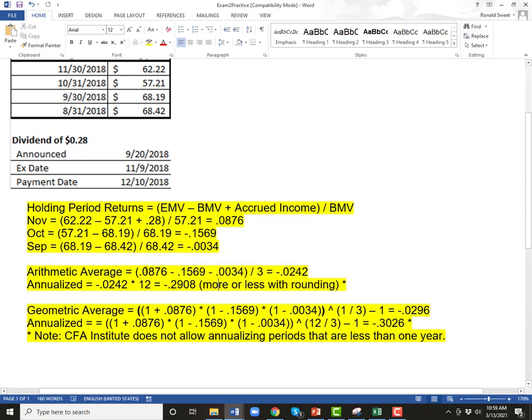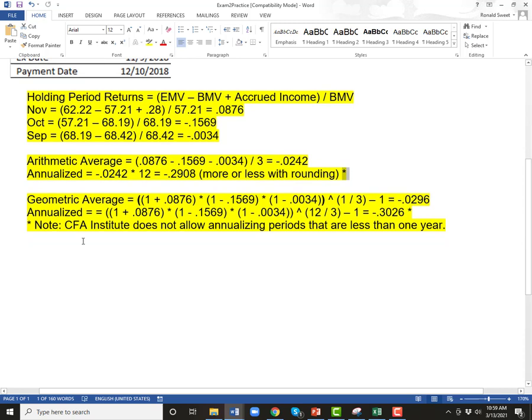If you did this in Excel, then these will go out many more decimal places than that. But essentially, minus 0.2908. And notice there's a footnote here. What does the footnote say?